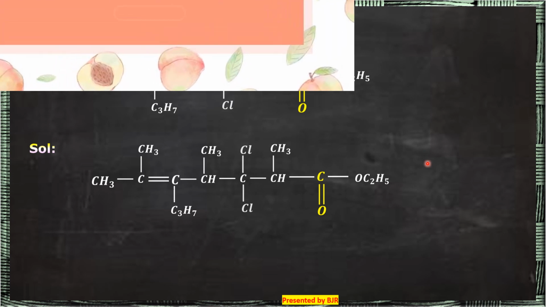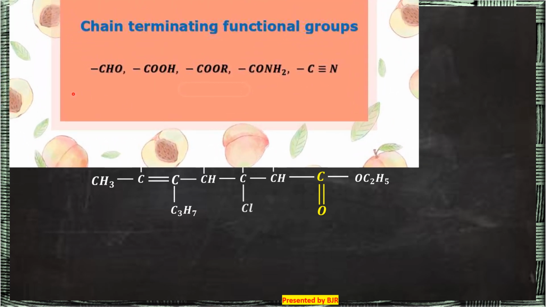When a chain terminating functional group such as CHO, COOH, COOR, CONH2, C triple bond N is present in the organic compound, the carbon atom in it must be assigned number 1 while numbering the parent chain. So this is the parent chain which includes the carbon atom in the functional group, and the numbering should be done from right to left so as to get serial number 1 to this carbon atom.